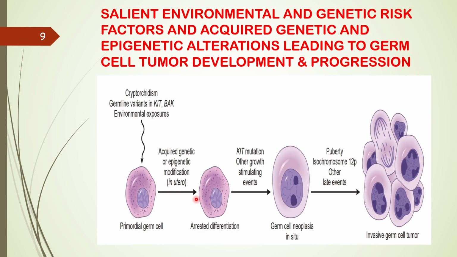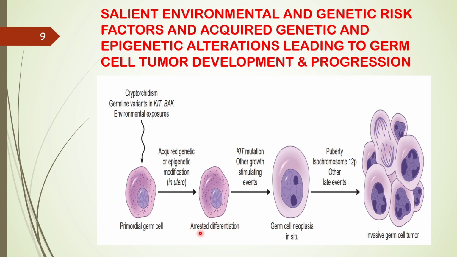Alright. So this is a very important diagram from the Robbins book that shows the environmental and genetic risk factors, and shows the importance of epigenetic alteration and genetic alteration that lead to subsequent development of germ cell tumor, how it develops and how it progresses. So see, basically because of cryptorchidism, other environmental exposure, other risk factors, and mutation in KIT, primordial germ cells will stop differentiation. They will not develop into sperm.